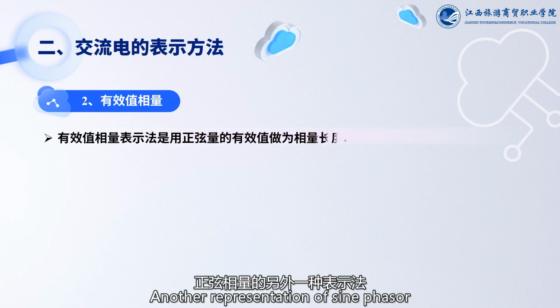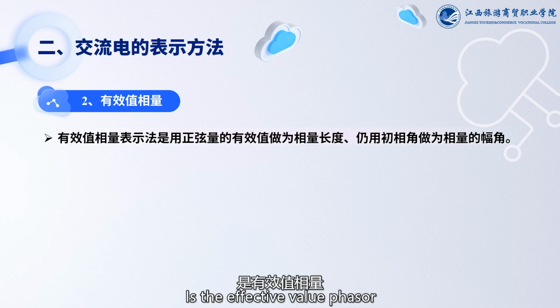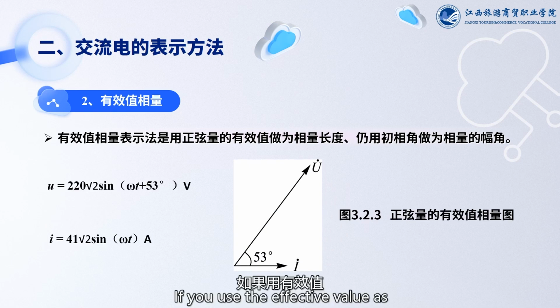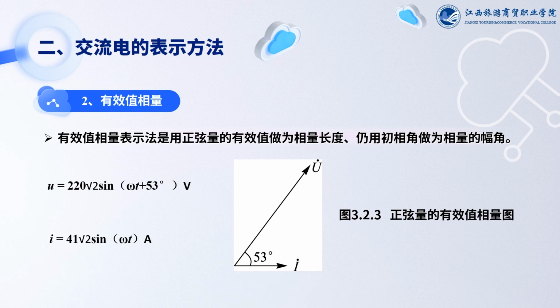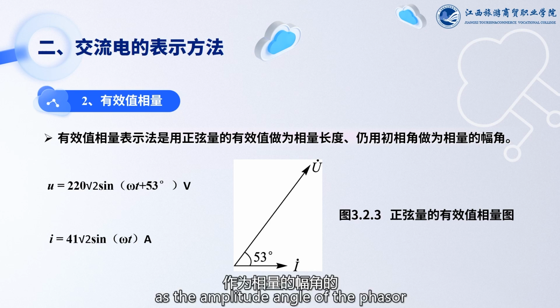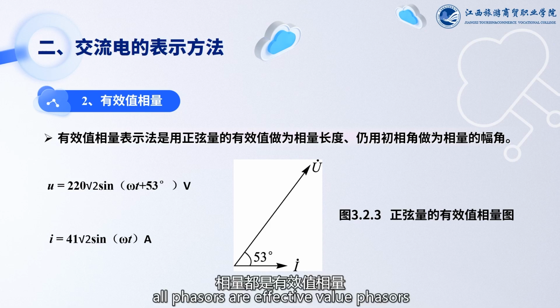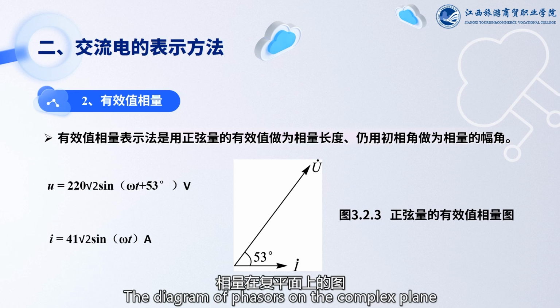Another representation of sine phasor is the effective value phasor. If you use the effective value as the length of the phasor and also use the initial phase as the amplitude angle of the phasor, as shown in Figure 3.2.3, all phasors are effective value phasors. The diagram of phasors on the complex plane.